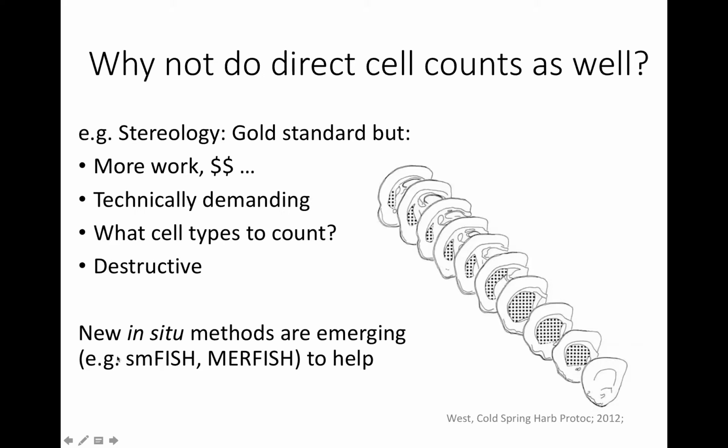There are new methods that are emerging for doing multiplexed cell type counting in tissue sections. These have names like smFISH or MERFISH, but these are just coming out in the last couple of years and are not in wide use. And again, there's a lot of bulk tissue data already out there. So bulk tissue transcriptome analysis is still the way most people do their work.